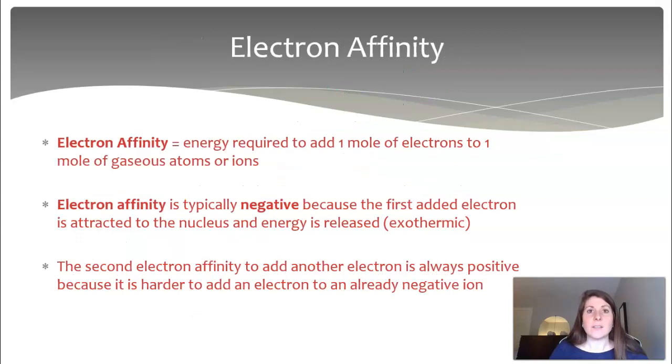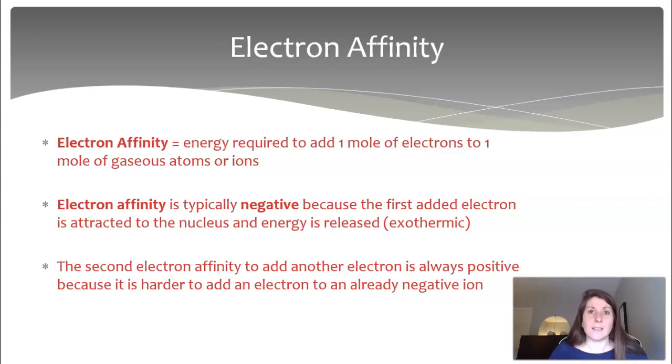So looking at another trend, we look at electron affinity. This is kind of the opposite of ionization energy because it's the energy required to add 1 mole of electrons to 1 mole of gaseous atoms or ions. So electron affinity is normally negative because the first added electron is added because of an attraction between the nucleus and that electron, and energy is released. So this would be an exothermic reaction.